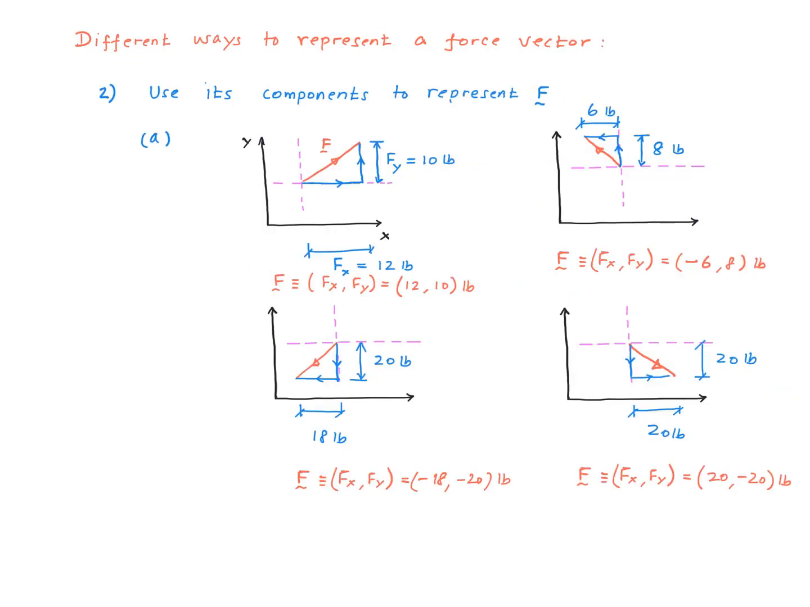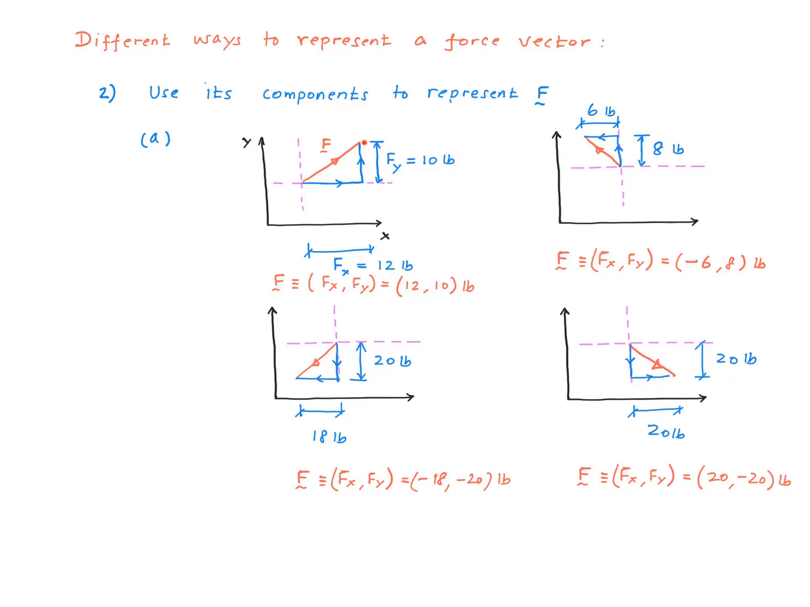The second way to represent a vector is to use its components. Say we have a vector F like shown in this first picture. We take this vector and resolve it in two perpendicular directions, one along the x-axis, the other along the y-axis. To avoid confusion, you want to do a little construction like I have done here. First, superimpose the x and y axes at the starting point of the vector. Then find the projection of the force vector along the x-axis and along the y-axis.